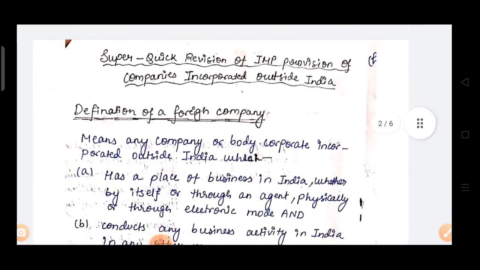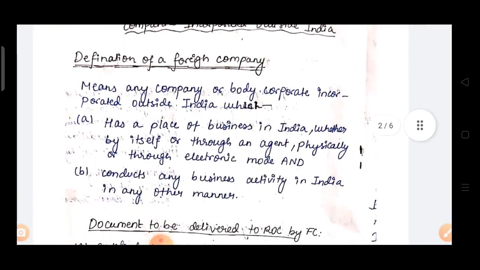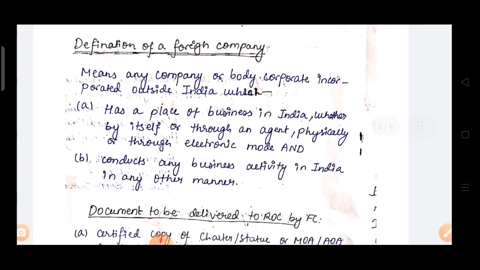Now the definition of foreign company. A foreign company means any company or body corporate incorporated outside India, plus two conditions, which must be satisfied cumulatively. The first condition is that it must have a place of business in India, whether by itself or through an agent, physically or through electronic mode. The second condition is that it conducts any business activity in India in any other manner.